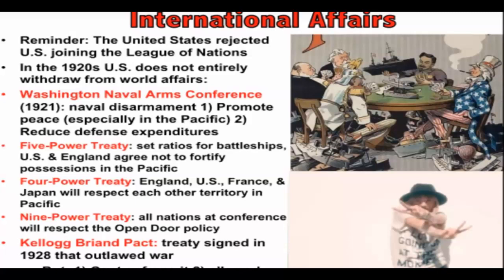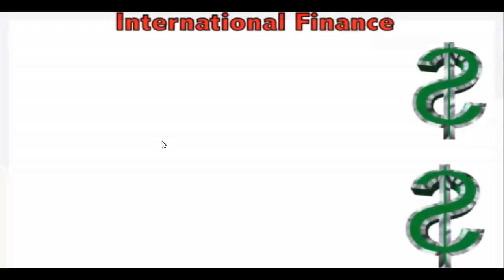The problem with this one, of course, as you guessed it, is that it was unenforceable. It's not like there was a police force arresting countries when they broke the Kellogg-Briand Pact. And it only allowed really for defensive wars, okay? And again, the United States was part of this. But by and large, the United States was a neutral country during the 1920s. Our foreign policy was largely one of neutrality, okay?